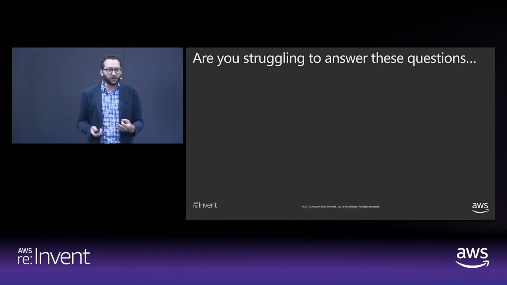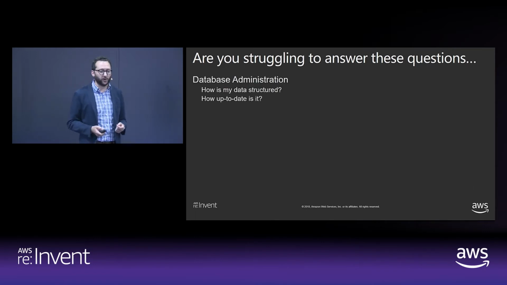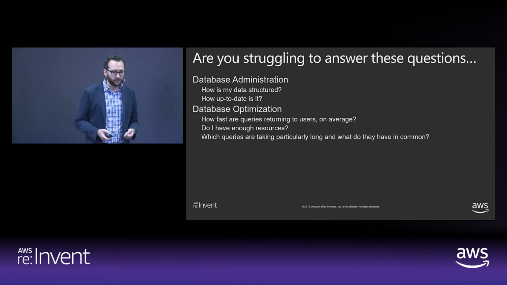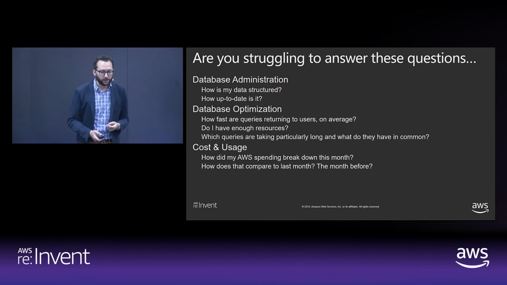So as somebody who might use an AWS database or a data warehouse or a data lake or a data engine or, I don't know, a data anything, you might be struggling to answer some of these questions. You might be trying to understand how your data is structured or how up-to-date it is. You might want to know from a user's perspective, does it feel fast? Are queries coming back quickly, right? Do I need to increase the size of my Redshift cluster? How much am I spending on this, right? Is this something that is really living up to its value, or am I paying too much, or should I sink more money into it?